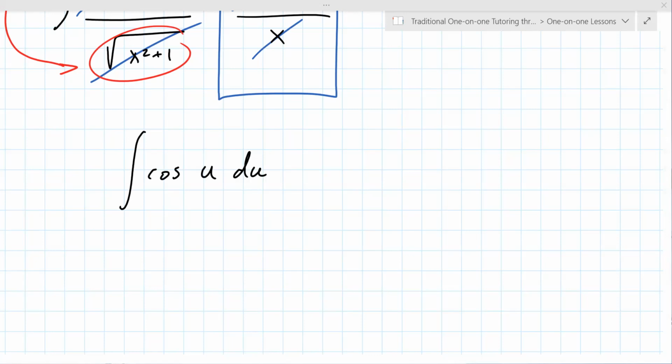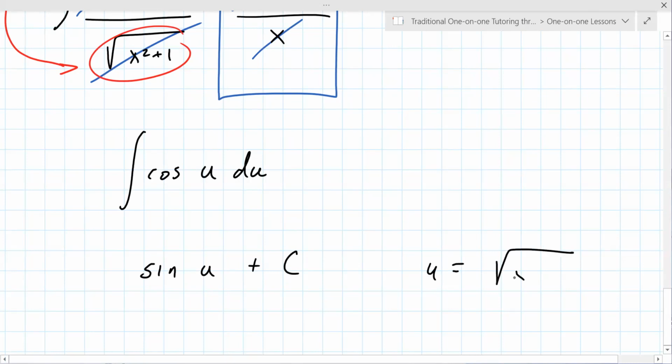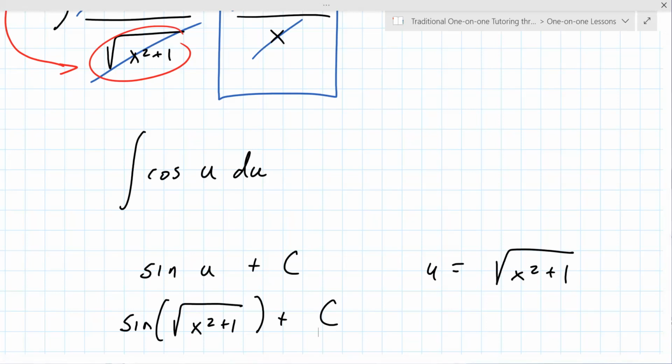It's going to be, negative sine x. Yeah. So it ends up being sine u plus c. And u is the square root of x squared plus 1, so we have to put that back in. Sine of the square root of x squared plus 1, plus c.